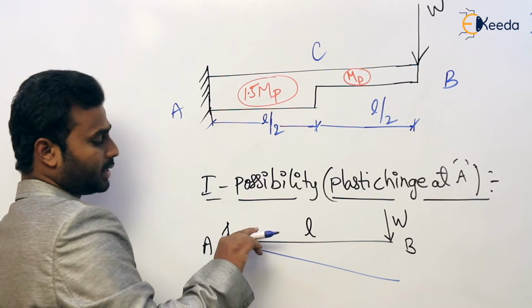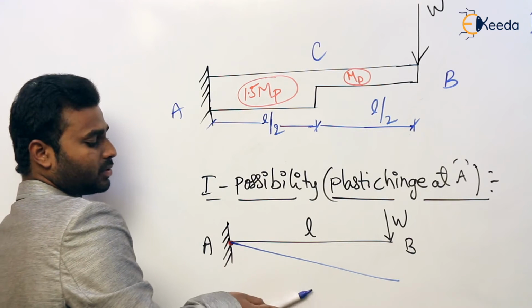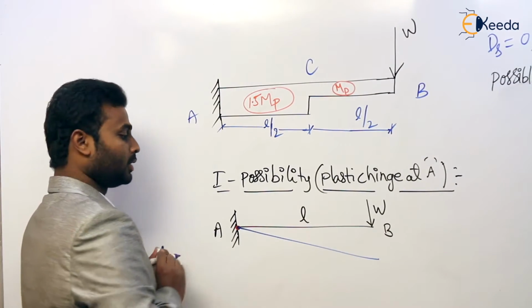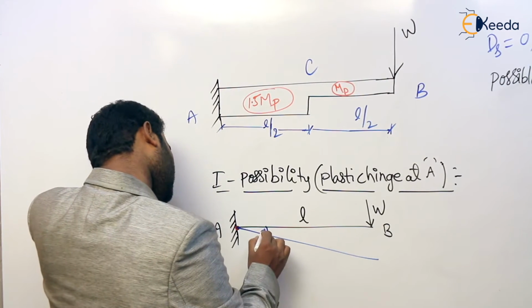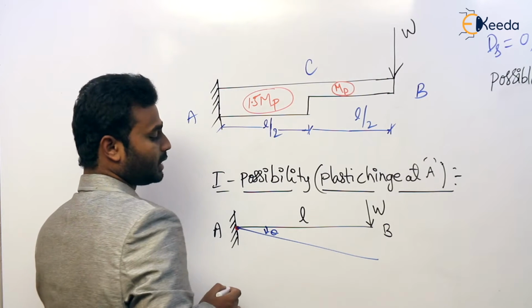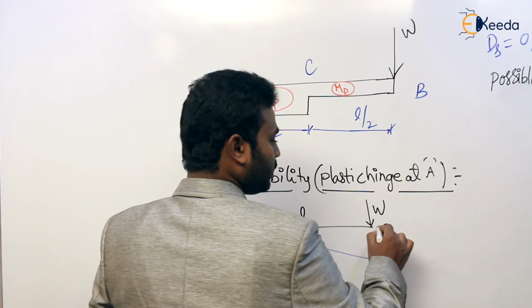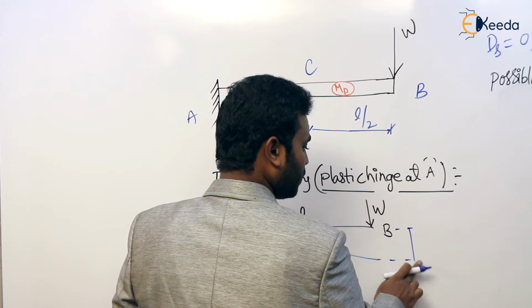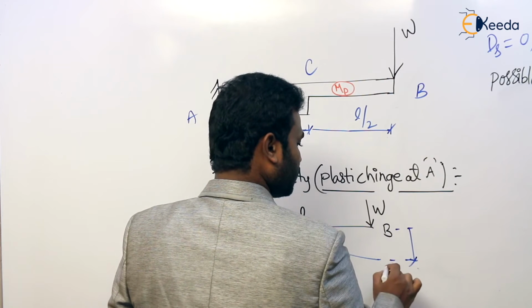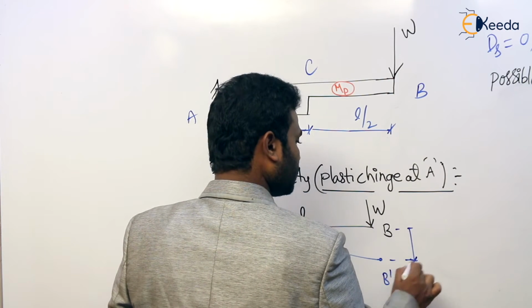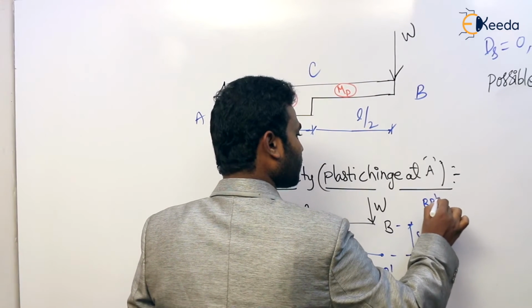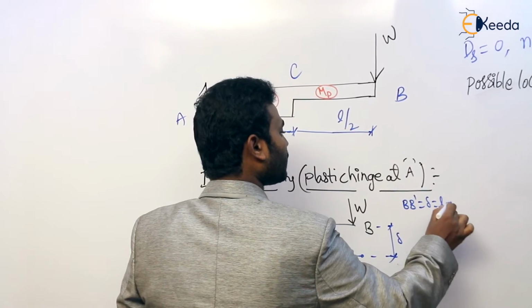As I said, this is a marker. If there is a hinge, how will it rotate? Like this it will rotate. So this is the shape. Now this is theta. So this is BB dash, delta. Now BB dash is equal to delta, which is equal to L theta.